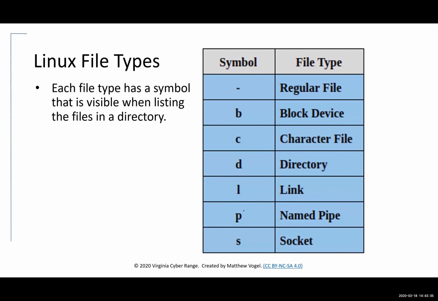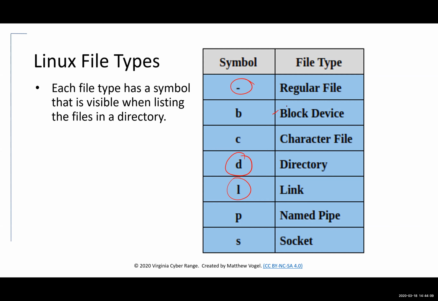Okay, there are different kinds of files in a Linux system, and you'll see these symbols when you're looking at directory listings, right? So when you're looking at the directory listing, and we'll see in a minute where we see this symbol, a regular file is represented with a dash, a directory is represented with a D, a link is indicated with an L.